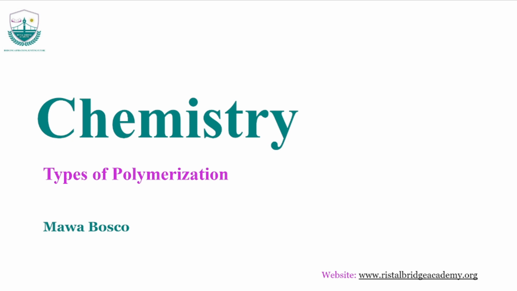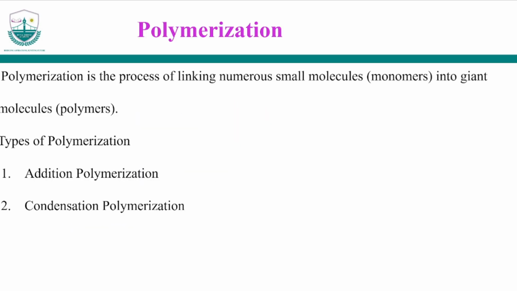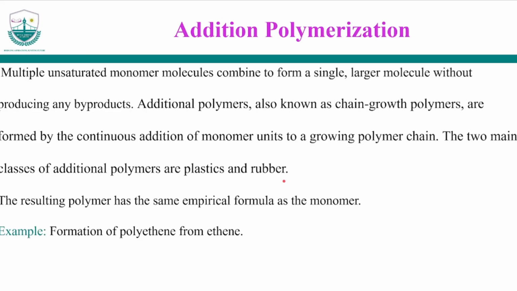So we now look at the types of polymerization. So we already know that polymerization is the process of forming large molecules from smaller molecules that we call monomers. Okay? So we have two types of polymerization: addition polymerization and condensation polymerization. So we start with addition polymerization.